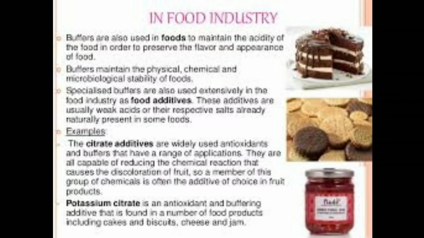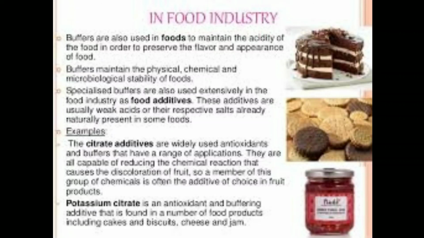These additives are usually weak acids or their respective salts already naturally present in some foods. For example, citrate additives are widely used antioxidants and buffers that have a range of applications. They are capable of reducing the chemical reactions caused in the fruit. So members of this group of chemicals are a choice in fruit products.